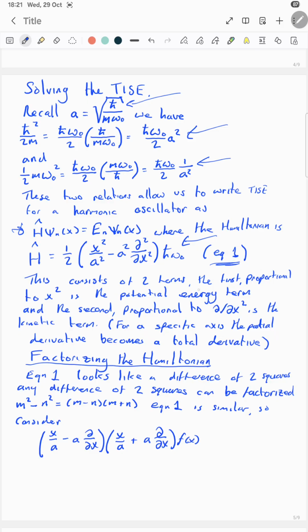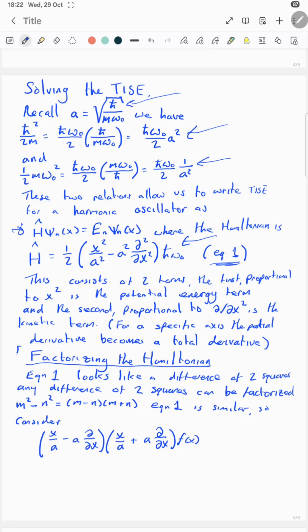This consists of two terms. The first, proportional to x squared, is the potential energy term, and the second, proportional to the second partial derivative with respect to x, is the kinetic term. For a single axis, the partial derivative becomes a total derivative.